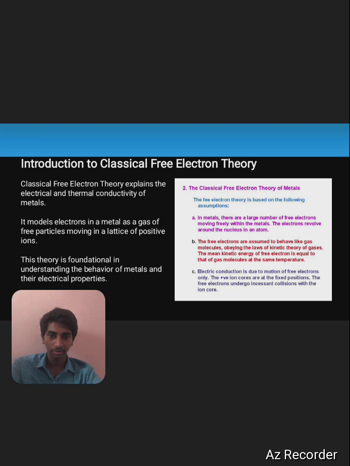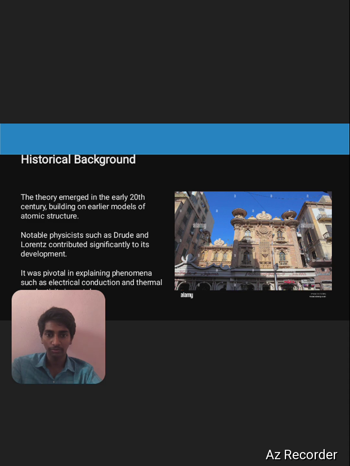We can see in the picture they have explained the classical free electron theory of metals. The free electron theory is based on the following assumptions. Okay, we can go to the next topic in the classical free electron theory, that is the historical background. The theory emerged in the early 20th century, building on earlier models of atomic structure. Notable physicists such as Drude and Lorentz contributed significantly to its development. It was pivotal in explaining phenomena such as electrical conduction and thermal conductivity.